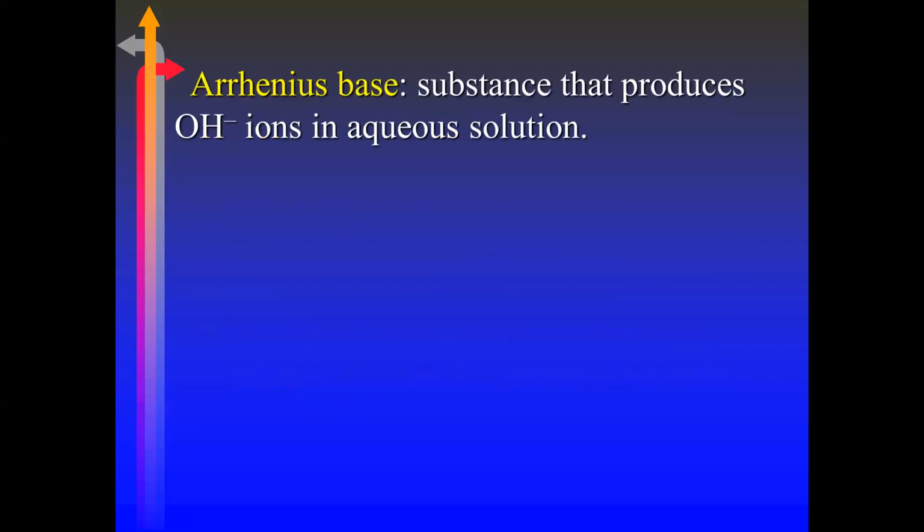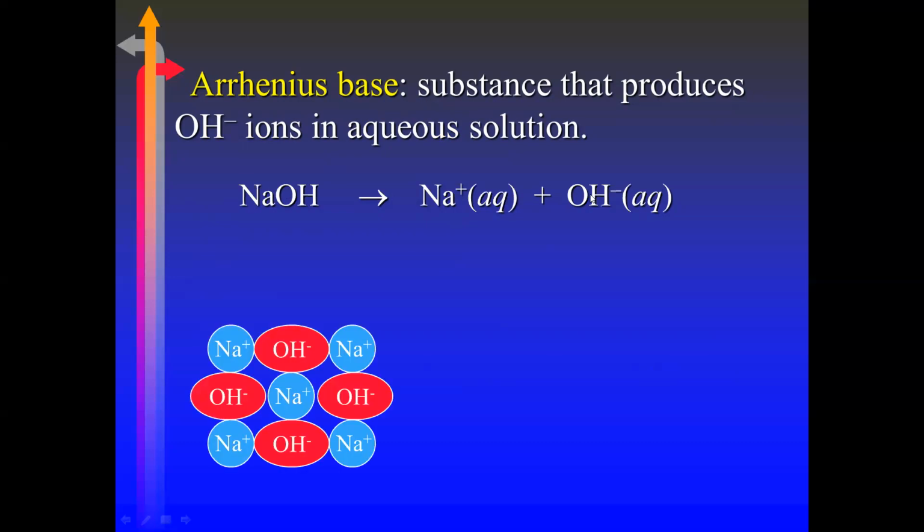How about the Arrhenius base? An Arrhenius base is a substance that can produce OH ion, hydroxide ion, in aqueous solution. A very good example is sodium hydroxide, dissociating into sodium ion and OH ions. This picture shows you that when you put this compound, like the crystal, into the water, it will dissociate into the two ions.